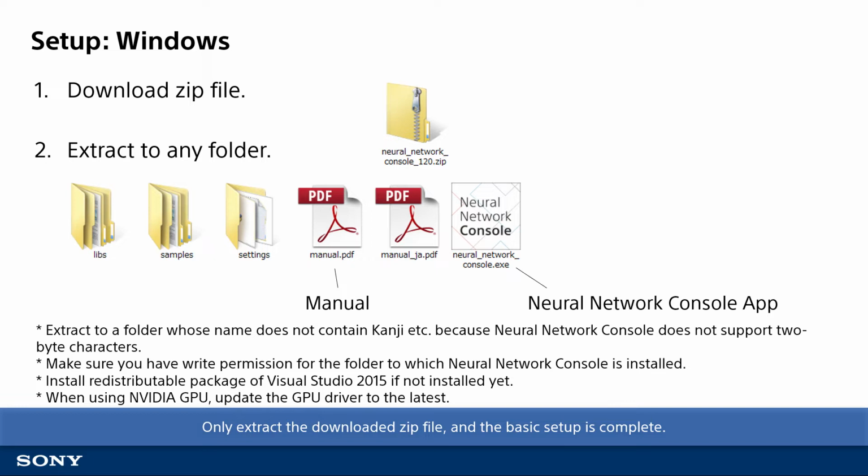It's very easy to set up Neural Network Console. Just extract the zip file downloaded from the Neural Network Console website to a folder you like. Then the basic setup is complete. However, there are a few points. Neural Network Console does not support 2-byte characters, so make sure the folder to which you are extracting does not contain kanji or hiragana in its name. Moreover, you need write permission for this folder, so you need to be careful not to install to folders that users don't have write permission, such as folders under program files. If you are not sure, the safest way is to unzip right under C drive.